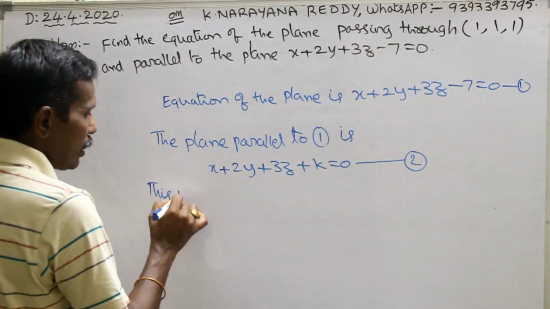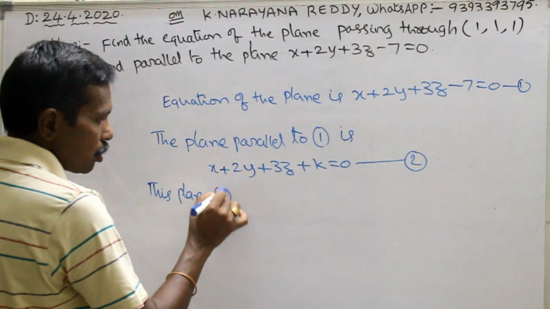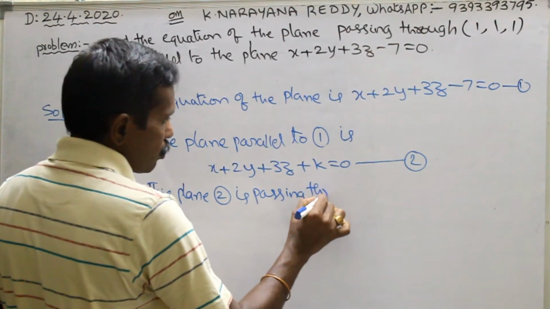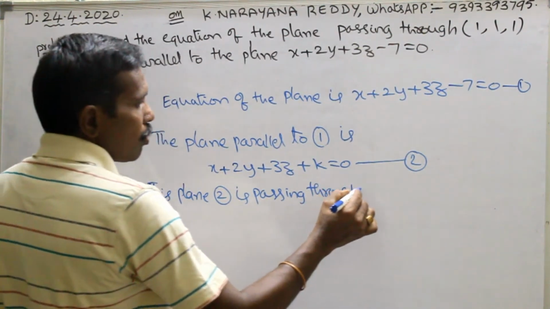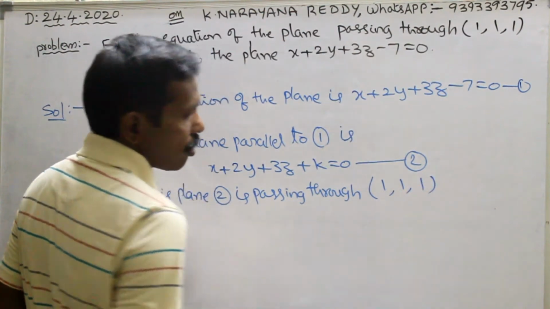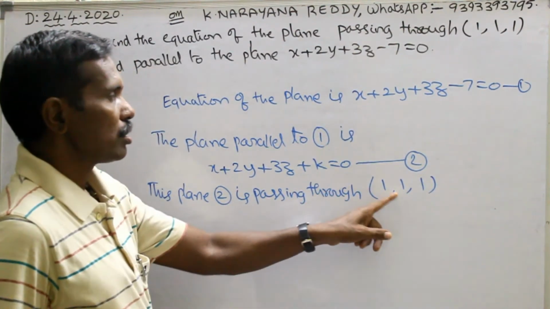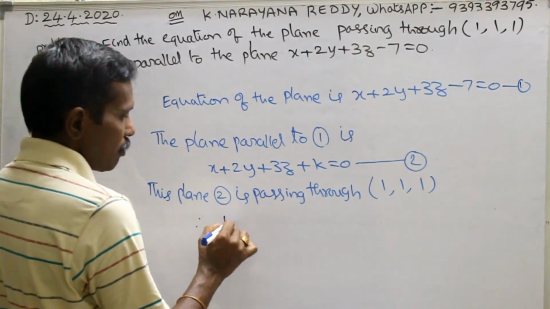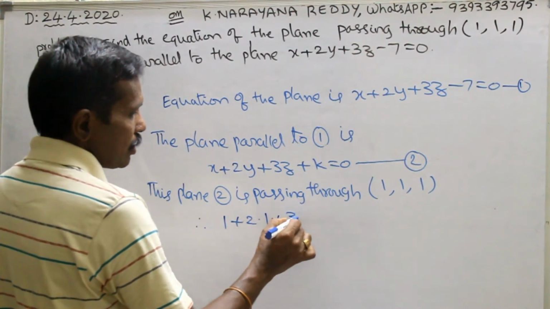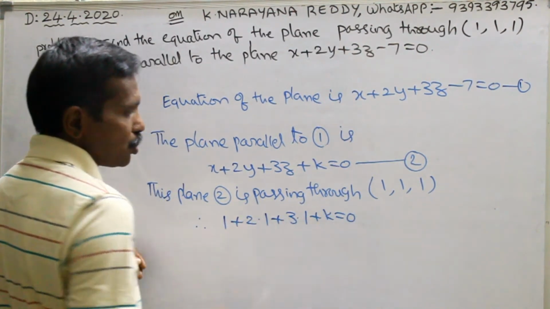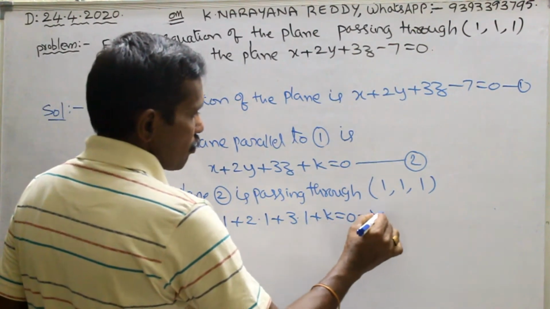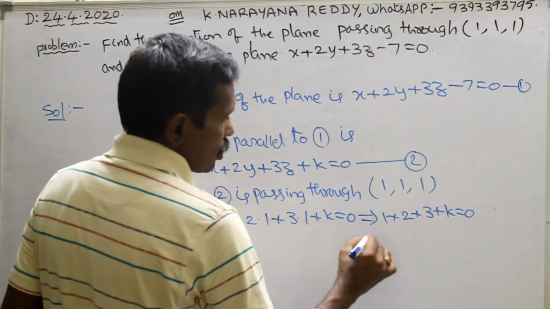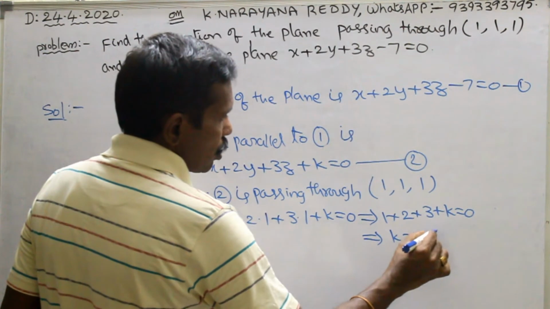This plane 2 is passing through 1, 1, 1. Simply substitute the values in this equation, that's all. Therefore, 1 plus 2 into 1 plus 3 into 1 plus k equals 0. This implies 1 plus 2 plus 3 plus k equals 0. This implies k equals minus 6.